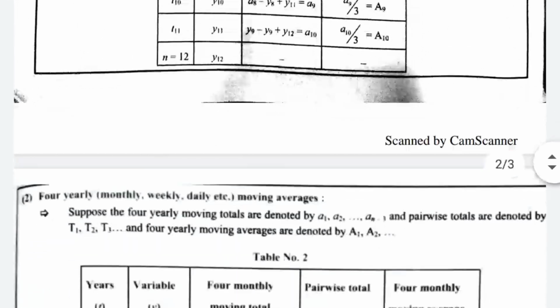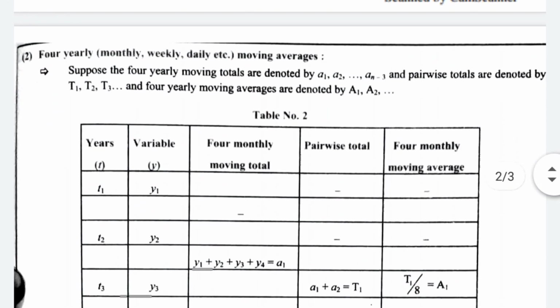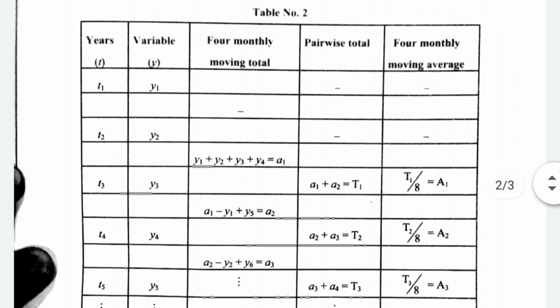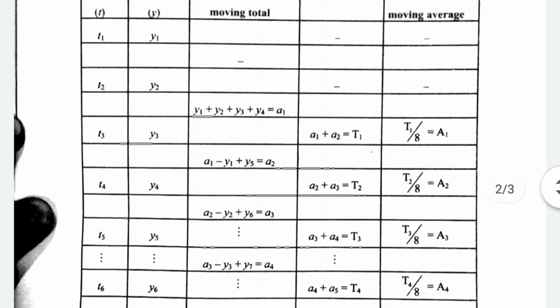Okay, then about 4 yearly. As you can see, 4 is an even number, and an even number doesn't have a middle number. So if there is no middle number, in that case you have to leave a line in between each of the values which you are writing. See here, T1, T2, T3, T4, they have left a line in between, as you can see. So you have to leave a line in between. Now, as it is an even number, 1, 2, 3, 4, there is no center number. So this is where you write the values of the 4 yearly moving total.